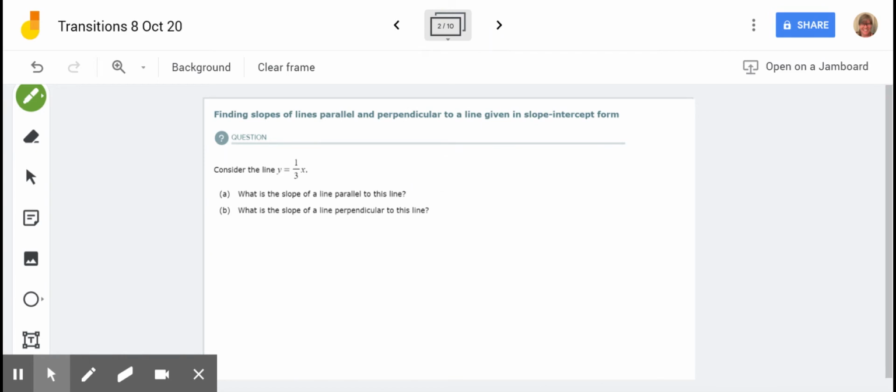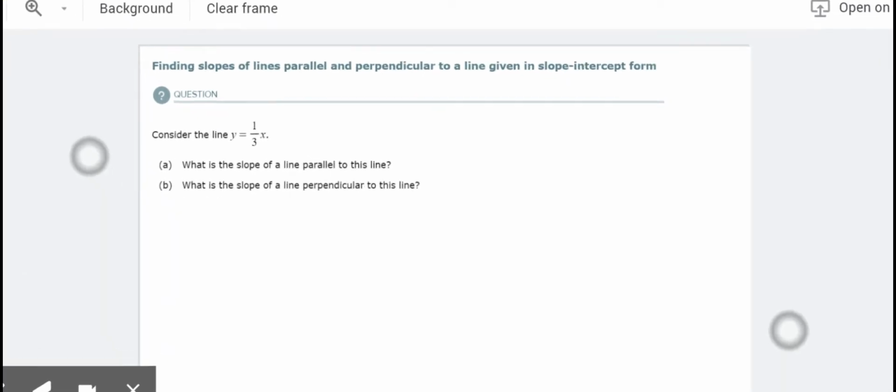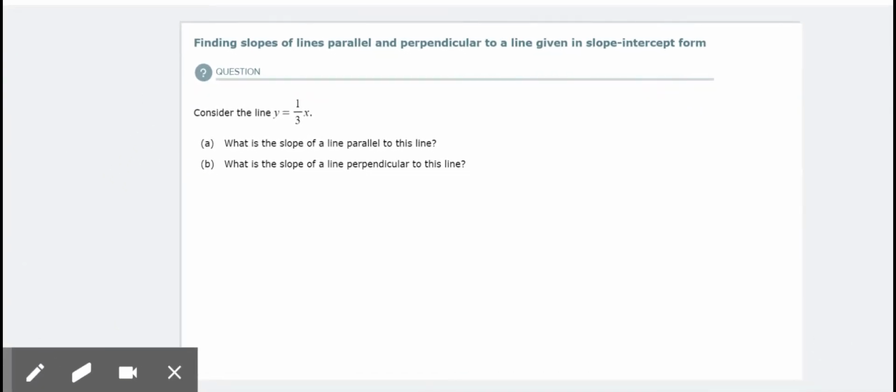All right, now this is finding slopes of lines parallel and perpendicular to a line given in slope intercept form. Consider the line y equals 1/3 x. What is the slope of the line parallel and perpendicular to this? All right, so you have a task here, and you can memorize this, and I recommend that you do.